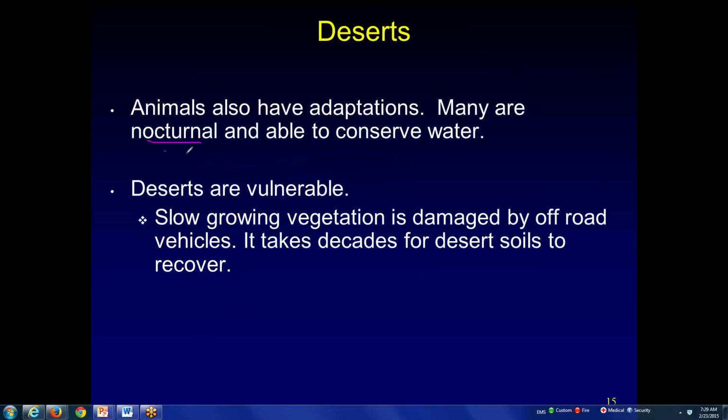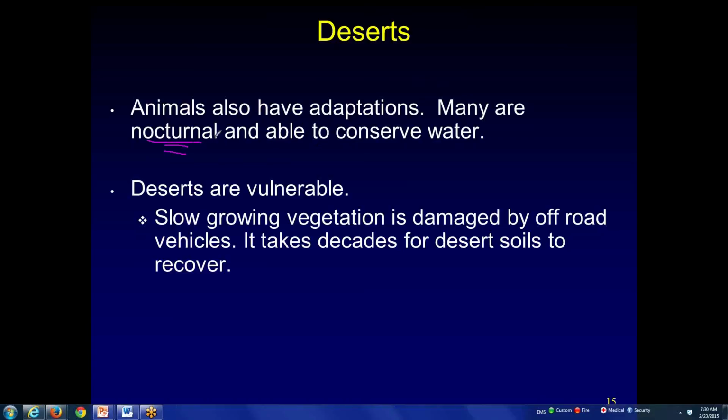Many are nocturnal, so coming out at night, avoiding the heat. They also have kidneys that can really conserve water. They concentrate their urine, and their droppings and feces and things like that are very dry. So think of gerbils, kangaroo rats. They have really incredible concentration in their urine, and when they do go number two, it's always really dry. So they're not losing a lot of water as they go to the bathroom.